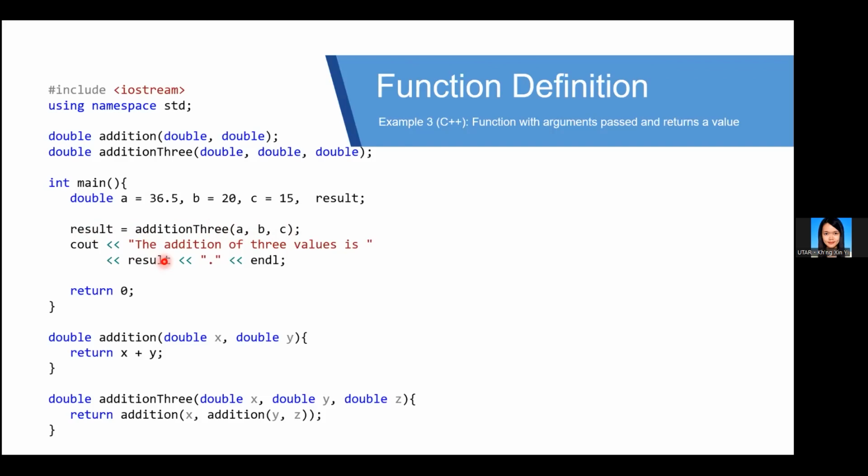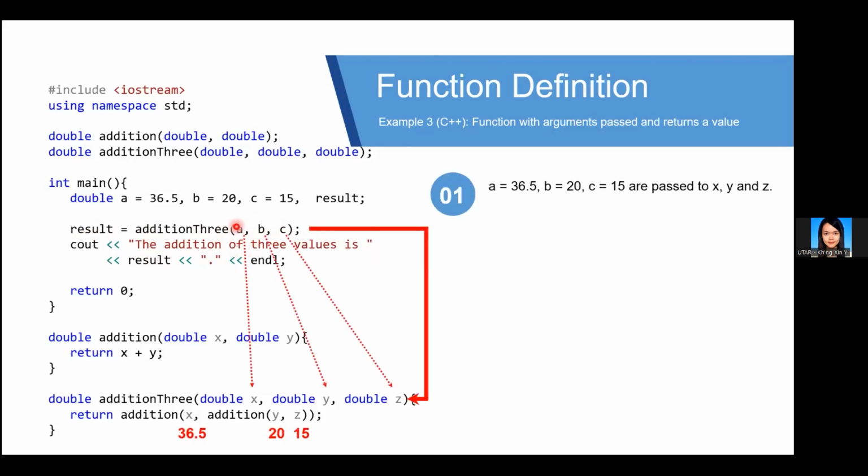Okay. And then after that, we just try to understand the flow first. So the first thing is when the function is being called, it will just pass the control from the main function to the addition 3 function. Okay. Then at the same time, it will pass down the parameters. 36.5, which is A here, will be passed down to the X. B is equal to 20, 20 will be passed down to the Y, and then C is equal to 15, 15 will pass down to the argument in the third position, the Z here. Okay, so right now we have X is equal to 36.5, Y is 20, Z is 15.